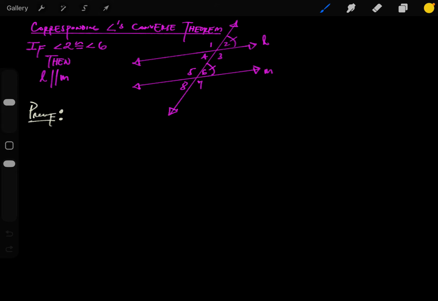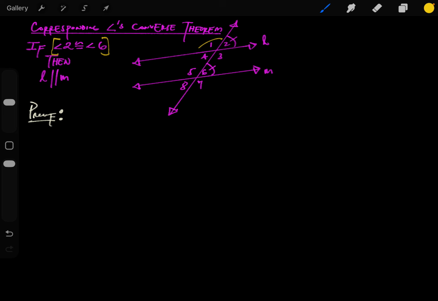Okay, so now we're going to prove the corresponding angles converse theorem. Let's understand what this one's saying. It's saying that if you have these two lines, L and M, and then you have these angles, any pair of corresponding angles, I just picked these two, right? So I could show this being true.